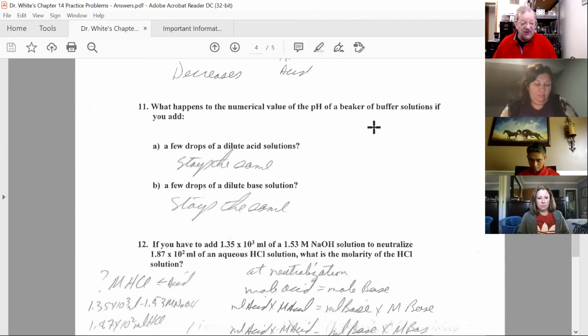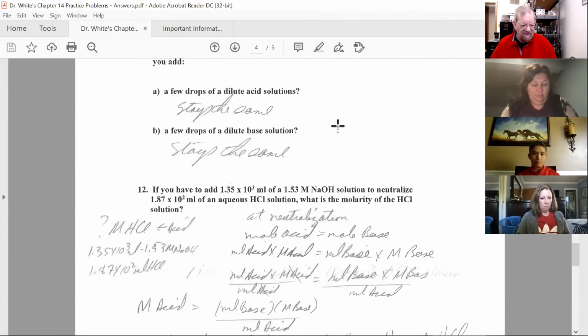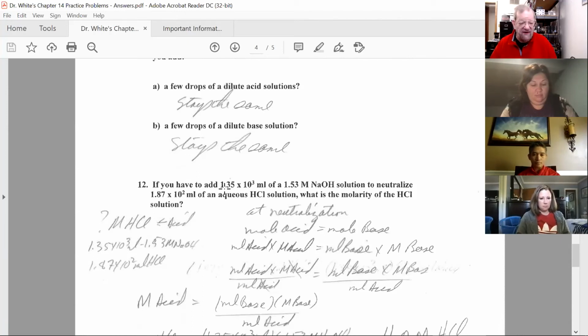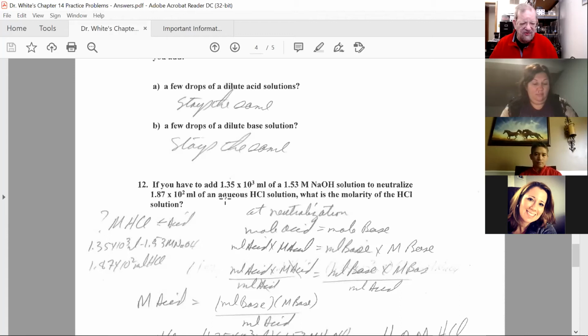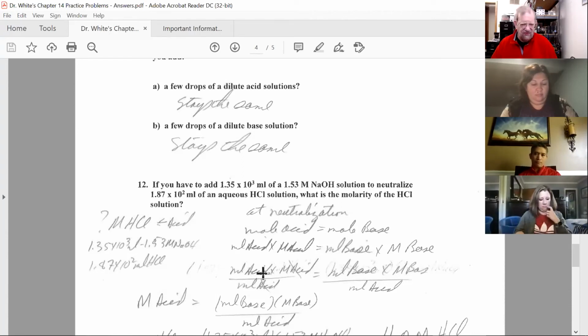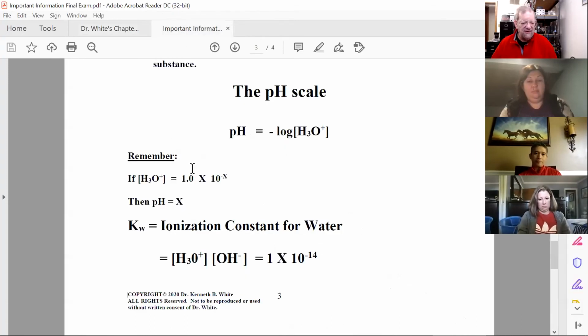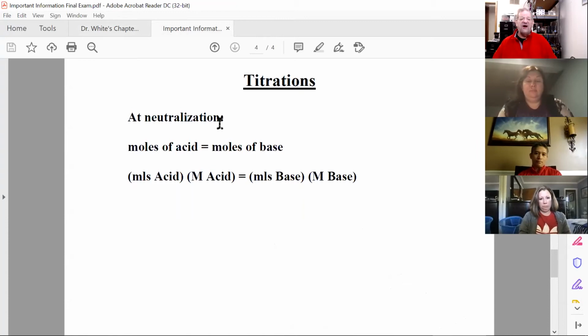Now, as you did in the last two labs, if we look at number 12, if you have to add 1.35 times 10 to the third milliliters of a 1.53 capital M molar solution of sodium hydroxide to neutralize 1.87 times 10 squared milliliters of an HCl solution, what is the molarity of the HCl solution? When you're asked to find the molarity of a solution, immediately that's a titration. And if we go to important information, oh look, titrations.